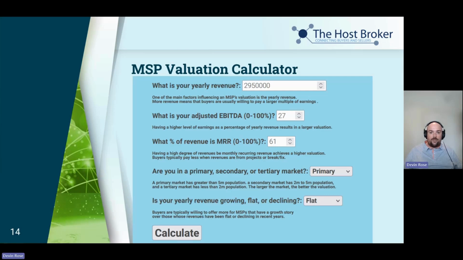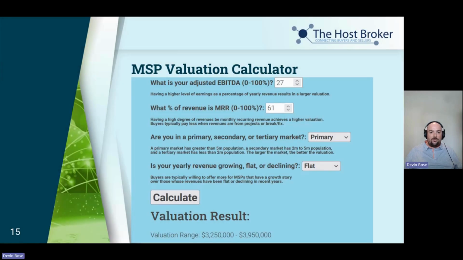So I took the actual numbers that we calculated for our fictitious MSP here: the total yearly revenue, the 27% adjusted EBITDA, the 61% recurring revenue. We're going to assume that we're in a larger market here, so we're a primary market where the population is over 5 million. And then we're going to assume that our revenues year over year are flat. With those assumptions, let's see what we get in terms of valuation. So we're coming out with 3.25 million to 3.95 million.